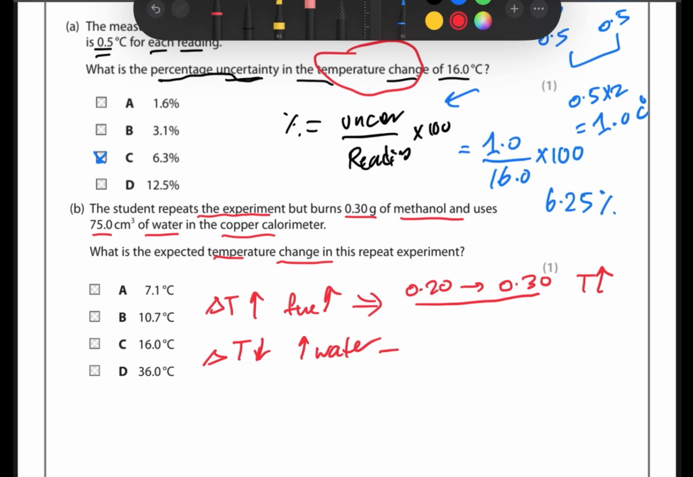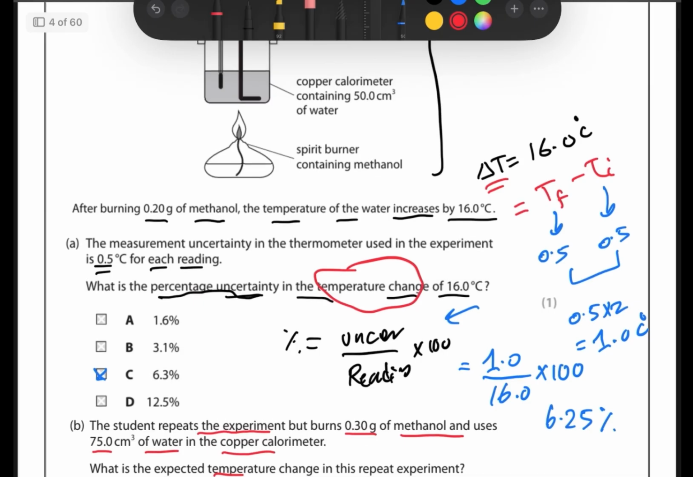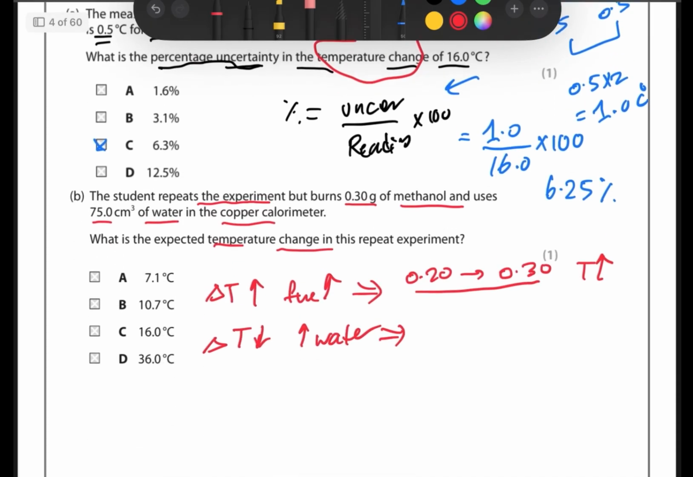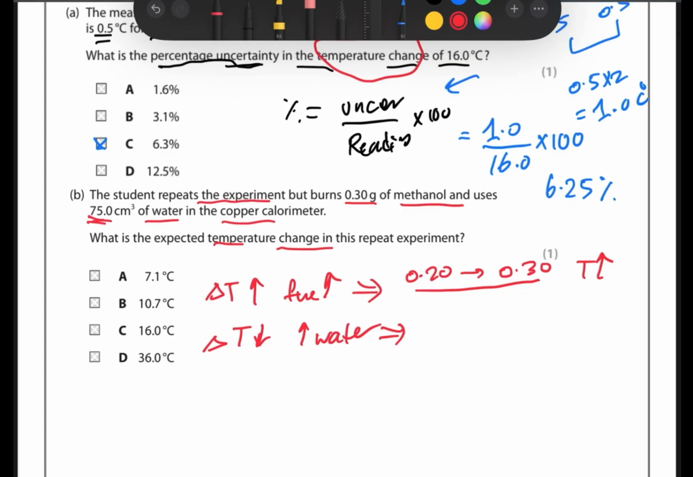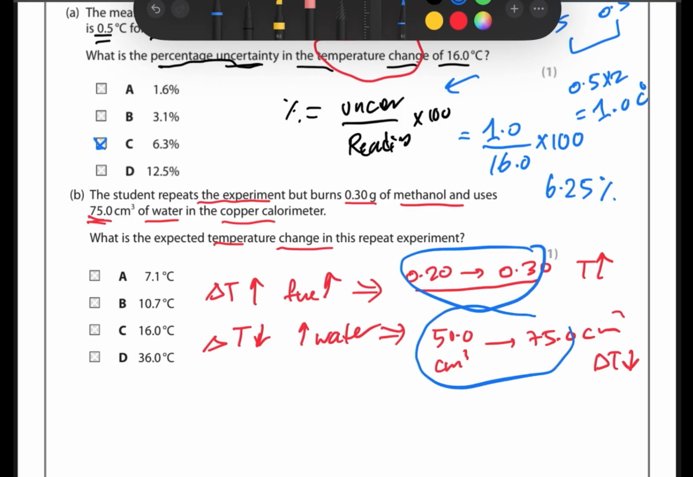Okay, and for water, it was 50 cubic centimeter and now it becomes 75. Increasing the volume of water leads to decrease the temperature change. So it was 50 cubic centimeter and now it becomes 75 cubic centimeter. And delta T will decrease. Now we have to change all of these values into fractions in order to get the correct value of delta T. Since delta T increases with increasing the fuel, I have to take the fraction of the bigger number over the smaller number. It's going to be 0.3 over 0.2. And then we say multiply.